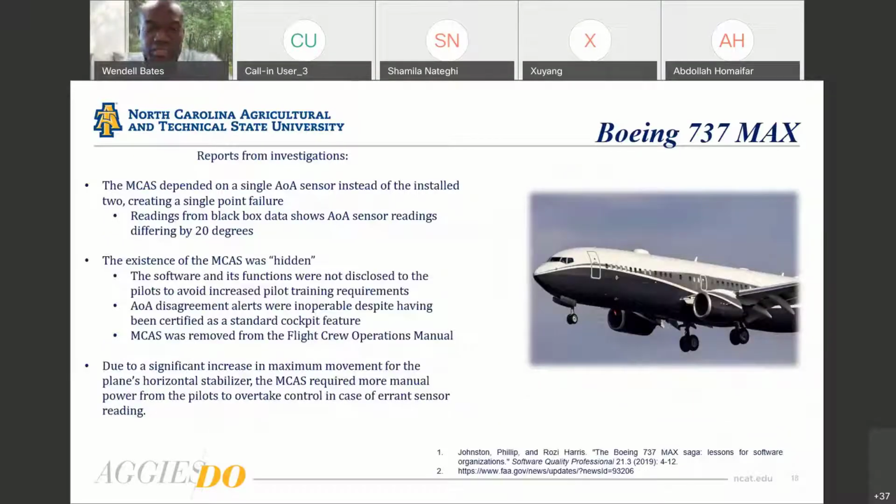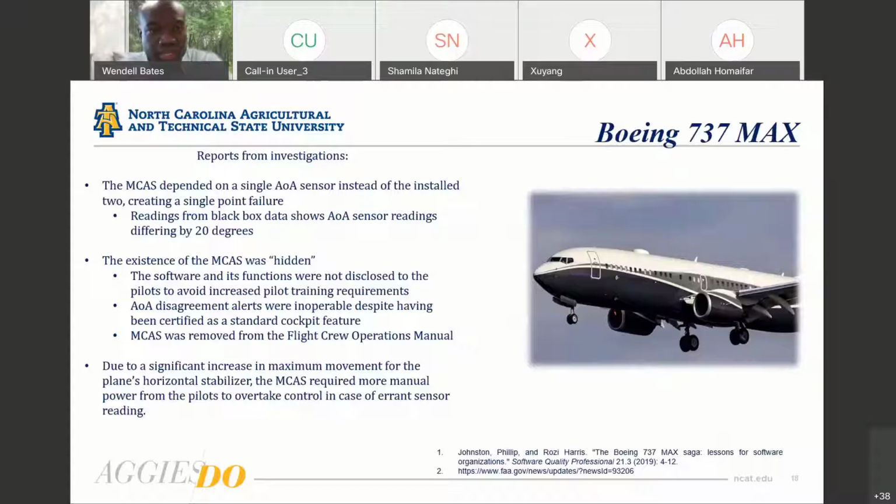Once the crashes occurred, the Boeing 737 MAX was grounded indefinitely. Numerous investigations were put in place, and it was found that among some of the failures that caused the planes to crash was that the MCAS depended on a single angle of attack sensor, which resulted in a single point of failure. So there was no way for there to be any type of correction. And one of the angle of attack sensors was found to differ by 20 degrees.